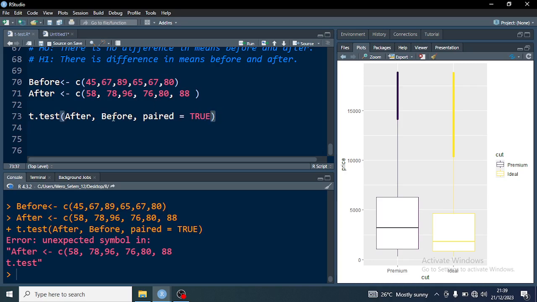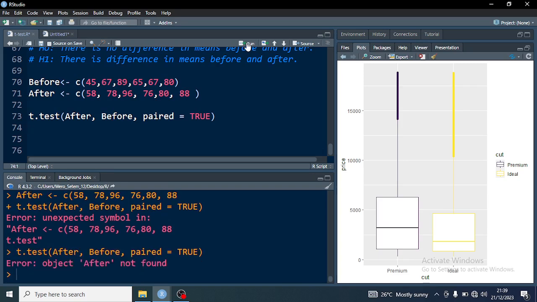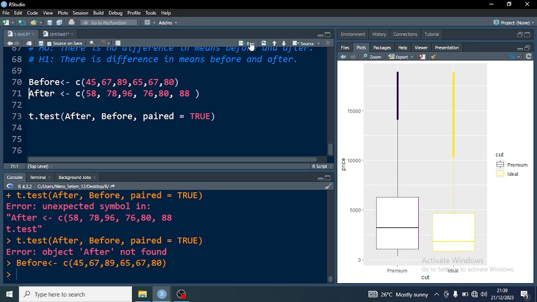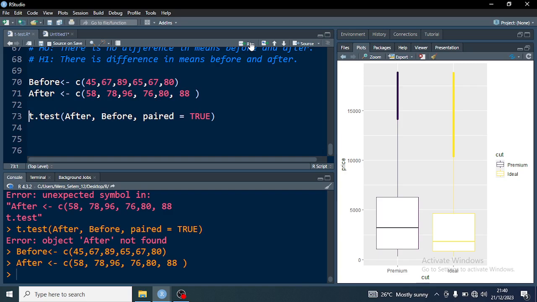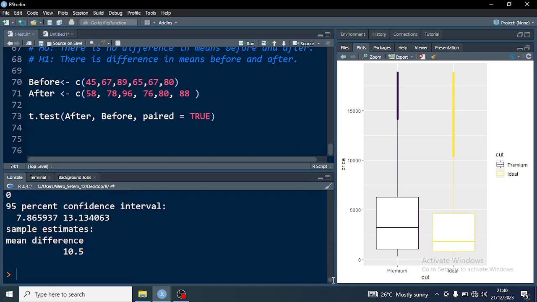Unexpected symbol. Object after not found. Okay, let's run this. Then let's run that, and here we are.